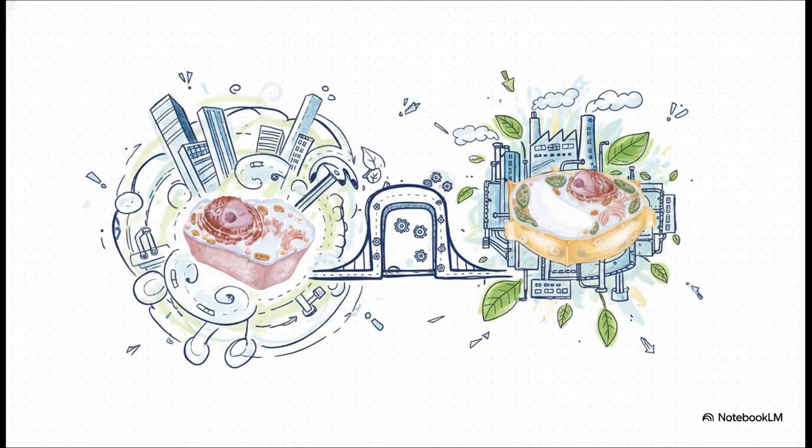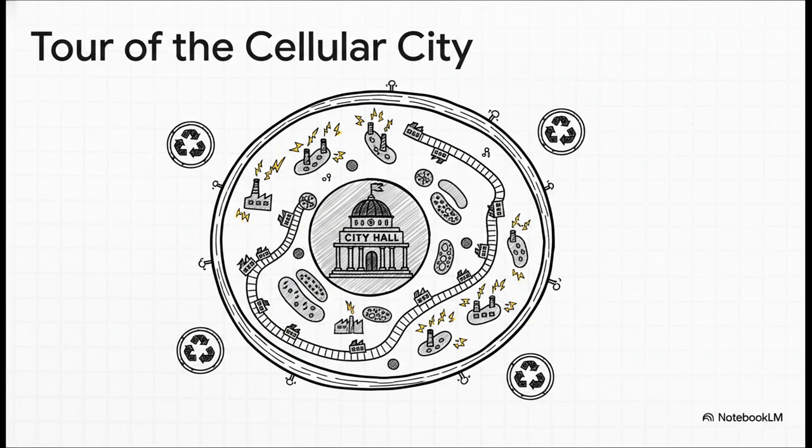And here you can see the two major models, the animal cell on the left and the plant cell on the right. They've got the same core design, but with their own special features. But for a minute, I want you to stop thinking of this as a blob of goo and start thinking of it as a busy city that never sleeps. Let's take a quick tour, okay? Right in the center, you have the nucleus. That's City Hall, securely protecting the precious DNA blueprints.